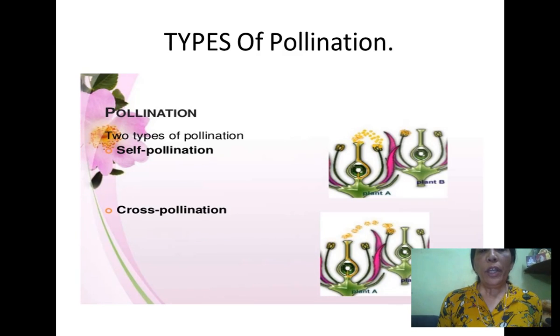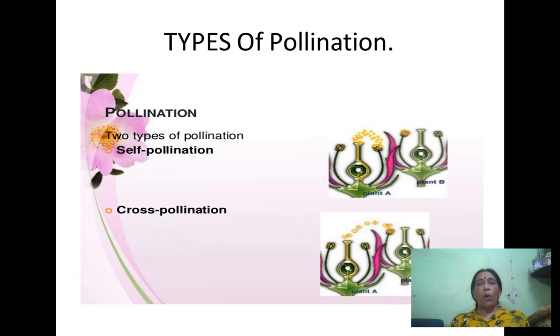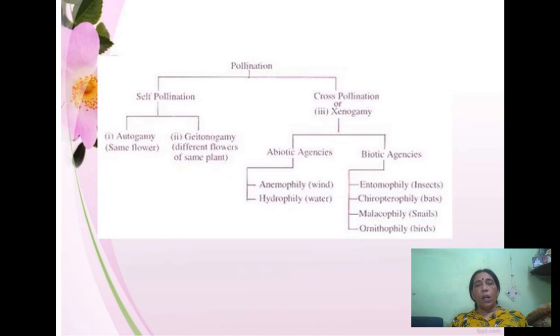So after knowing pollination, let us know the types of pollination. Pollination is of two types, self-pollination and cross-pollination. As the name suggests, self-pollination is also called autogamy, and cross-pollination is also called xenogamy.